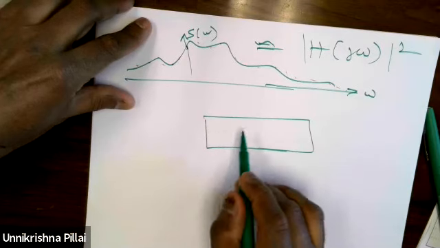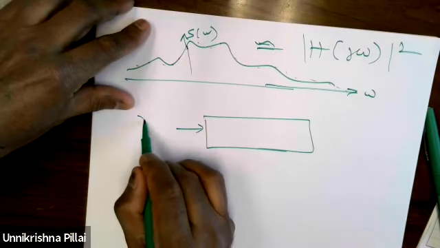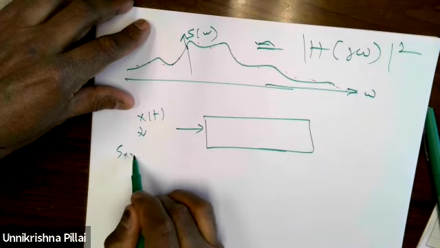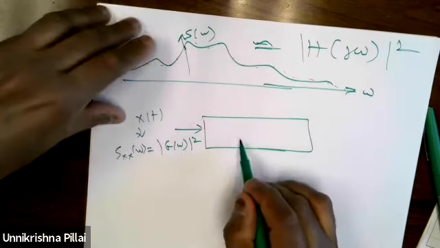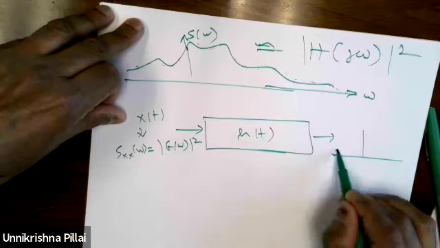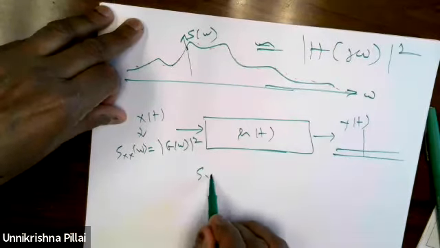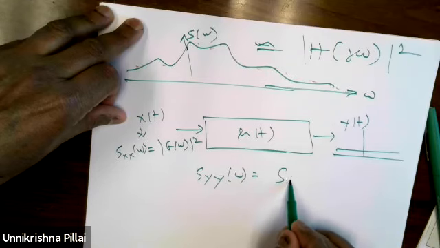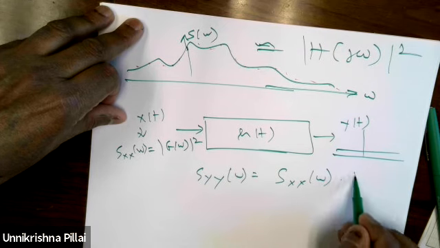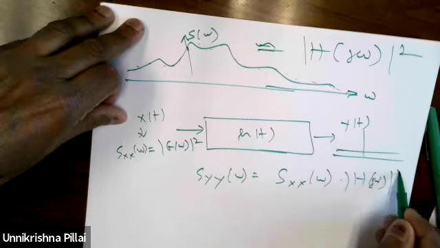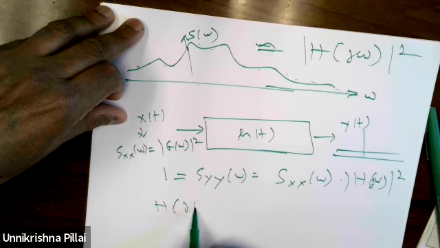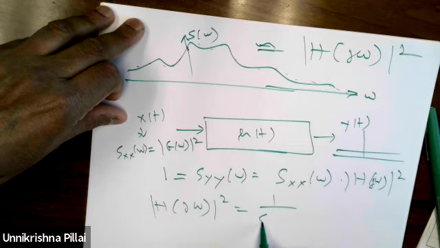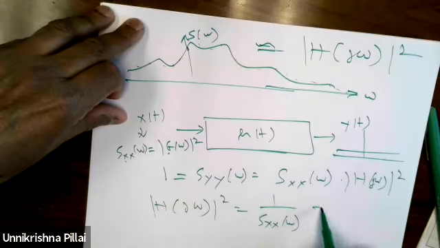So take this problem again. We have some x of t with some spectrum Sxx(omega). So I can assume that there is a spectral factor, whether or not we know how to find it. I am looking for a filter such that the output spectrum should be flat. And as I said, we know Syy(omega) is Sxx(omega) multiplied by |H(j omega)| squared. And we want this to be 1. So I said |H(j omega)| squared should be 1 over Sxx(omega). But look here, 1 over Sxx(omega), I can write it as |G(j omega)| squared.